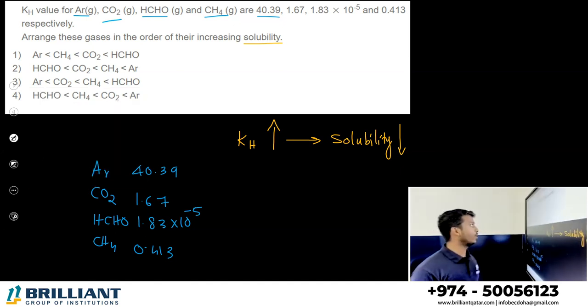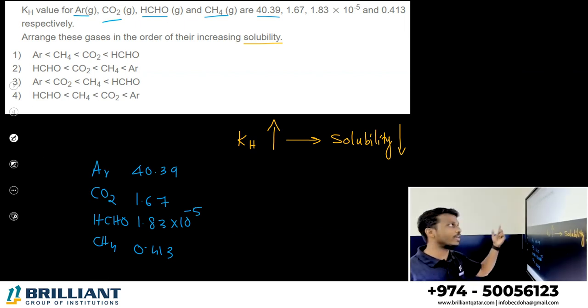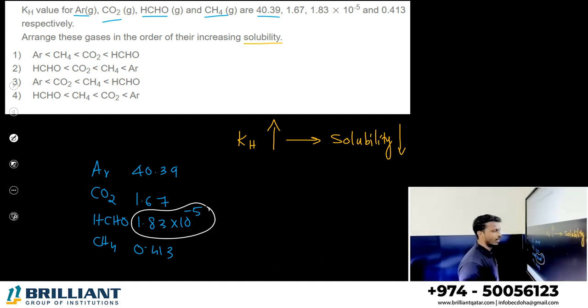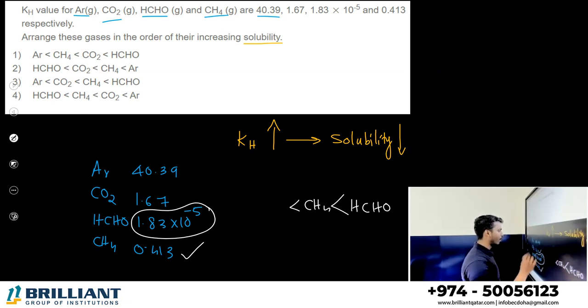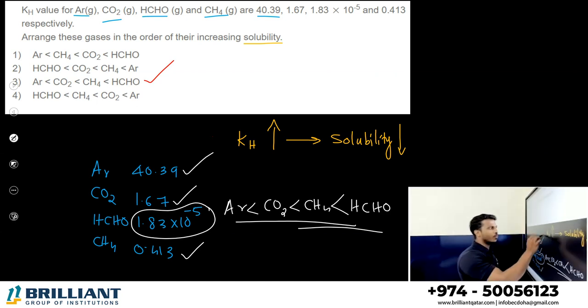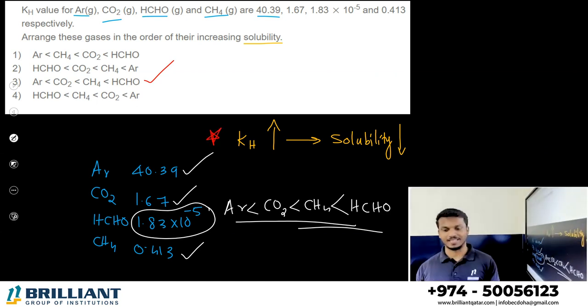Dear student, the question asks for increasing solubility, okay? Increasing solubility means decreasing value of KH. Which one has a very low KH value? You can see the minus 5 power. So HCHO has the least KH value, meaning more solubility. After that, which is the least value? 0.413, which is methane. After that, 1.67 carbon dioxide, and the greatest value is for argon. So what is the answer? Can you observe? Argon, carbon dioxide, methane, HCHO, in the options. So this is the only point: KH value increases, solubility decreases. Next one.